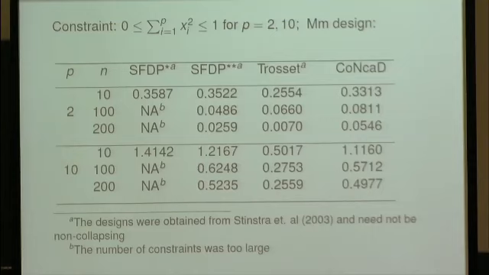And then in 10 dimensions, oh no, let me go back a minute. We're better here, 100 points, yeah, we're better. I'm selling us short. And we're better here. It's in 10 dimensions we don't do quite as well. However, again, we have non-collapsing designs and the Stinstra one doesn't.